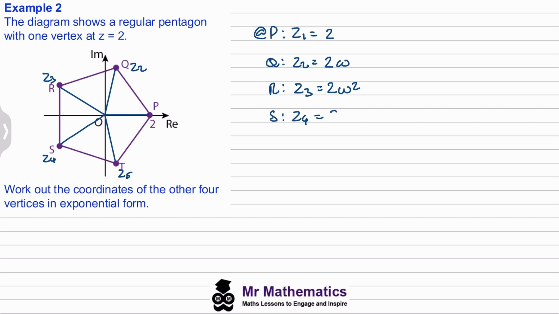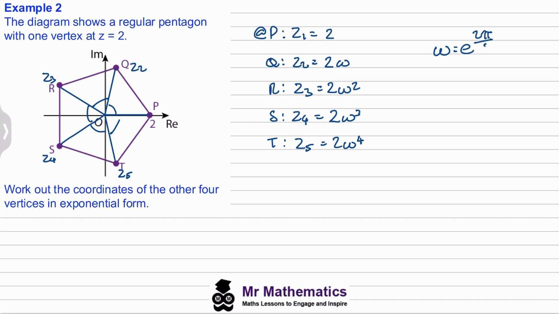This will be Z1 multiplied by omega cubed. And then Z5 will be Z1 multiplied by omega to the power of 4. And omega will be e to the 2 pi i over n. And you can see we've got 5 equally spaced complex numbers.